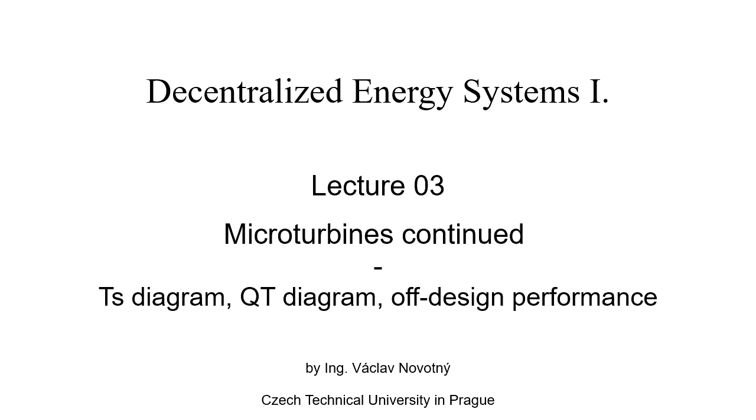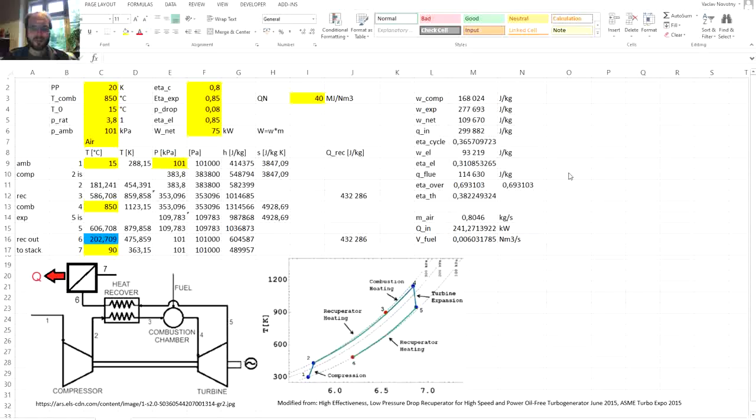In this tutorial, we will continue with the microturbines. We will show how to draw the TS diagram of the cycle, the QT diagram of our heat exchanger, and show something about design performance. So, in the last tutorial, we built this model in Microsoft Excel. Now, let's draw our own TS diagram instead of the one which we have here just for illustration.